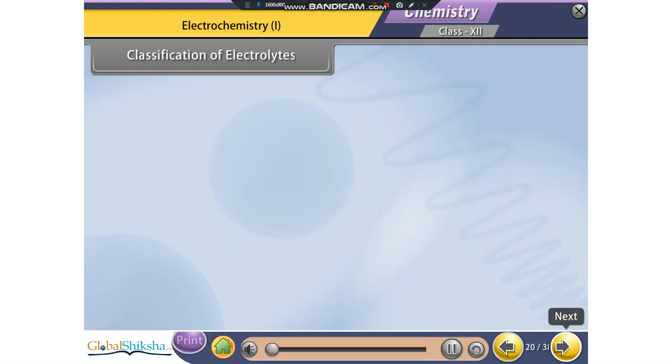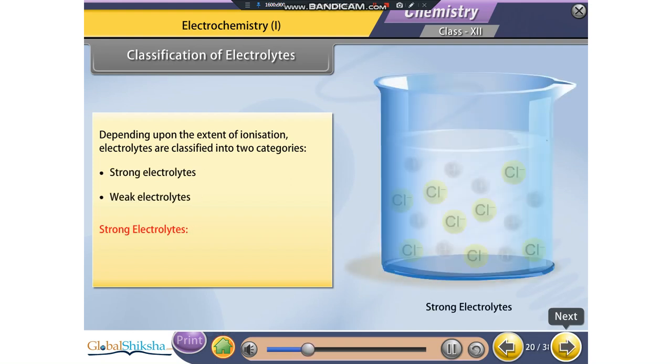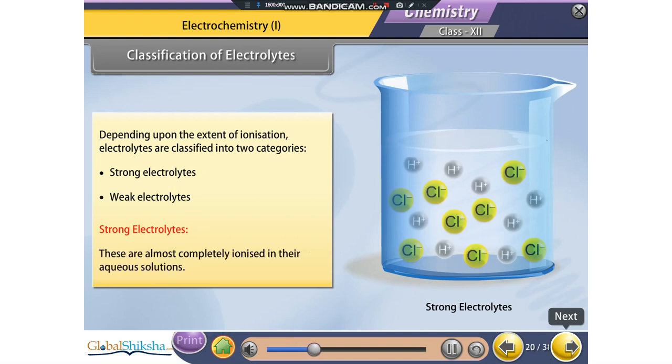Classification of electrolytes. Depending upon the extent of ionization, electrolytes are classified into two categories: strong electrolytes and weak electrolytes. Strong electrolytes. These are almost completely ionized in their aqueous solutions. For example, HCl, NaOH and KCl.